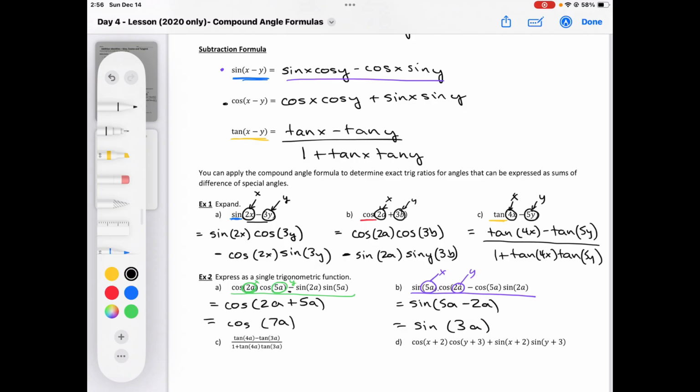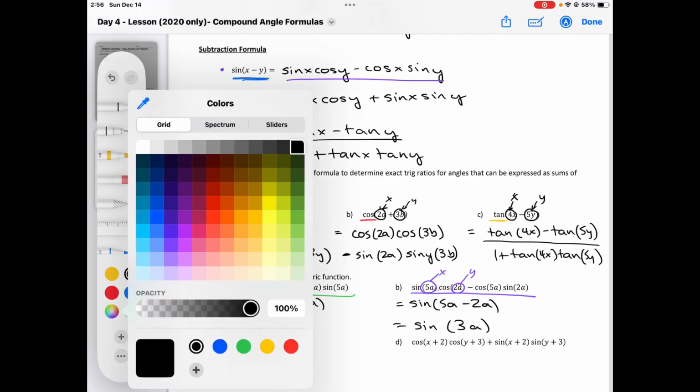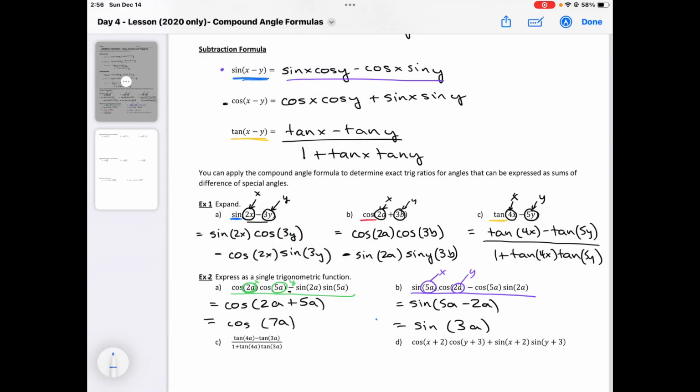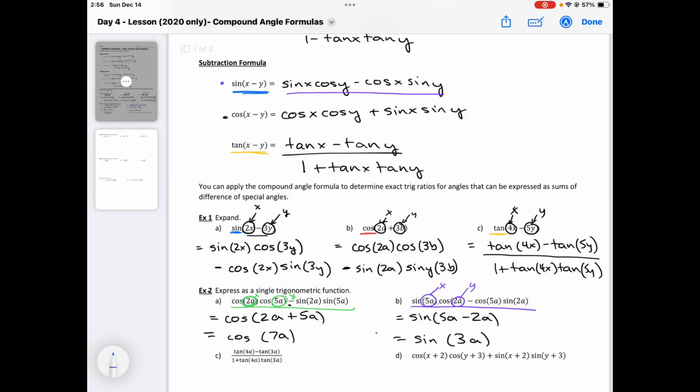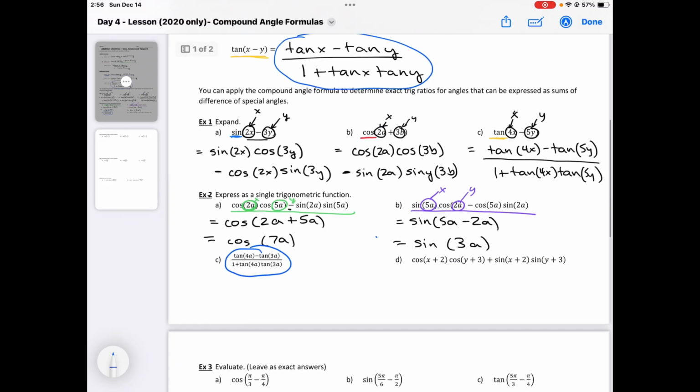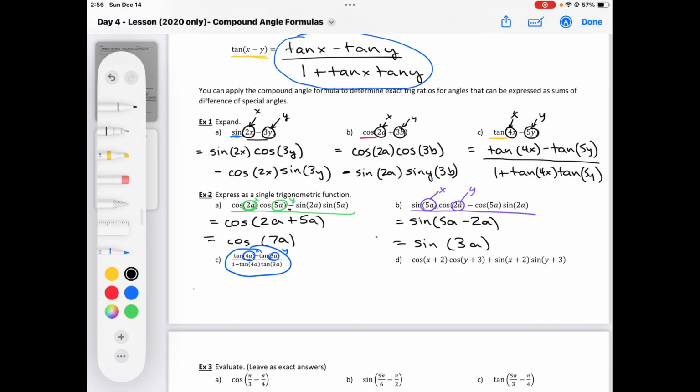The third example is tan. I have a subtraction symbol on the top. And so I can see that this is going to match up with my tan x minus y, where 4a is my x value, 3a is my y value. When I condense that to tan x minus y, this just simplifies to tan of a.